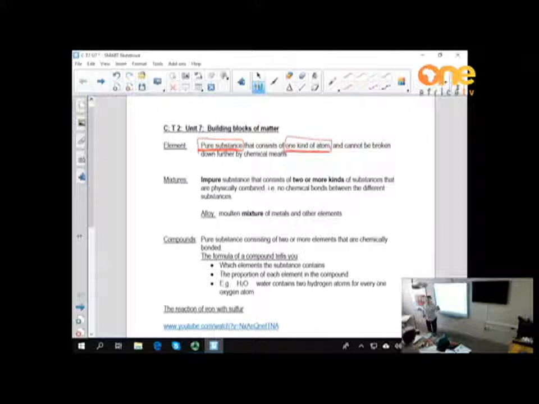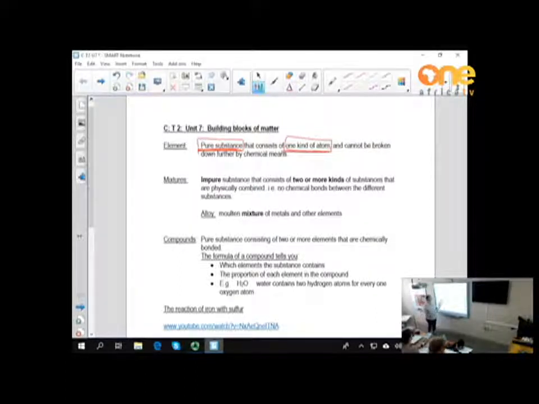If I picked up a proton from the proton bucket, I wouldn't be able to say from which element it came. You understand? So, technically speaking, when we talk about the particles that matter is made up of, we don't go to the subatomic level. All right, so we then say that an element cannot be broken down by chemical means.